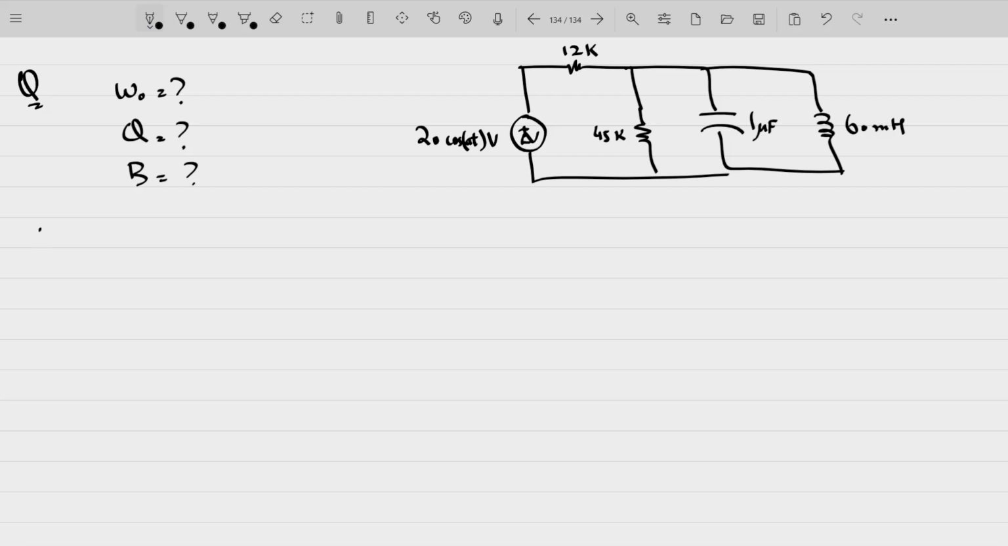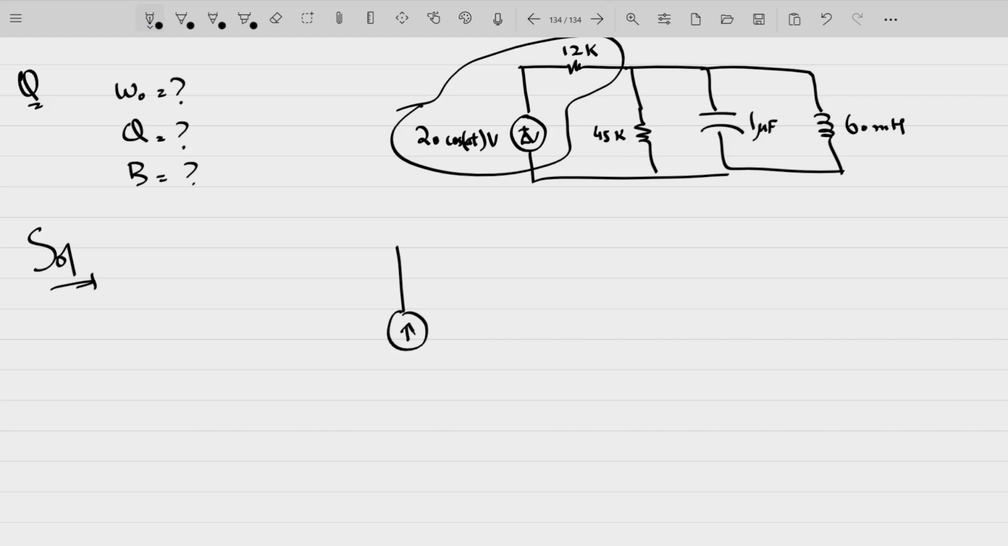Fine. So this is actually fairly simple, this particular problem. We have a voltage source and we have a resistance in series with this voltage source. So we can apply source transformation here. So we'll get a current source in parallel with a resistance, and that will be in parallel with another resistance. So ultimately we'll be having one resistance, one capacitance, and one inductance here.